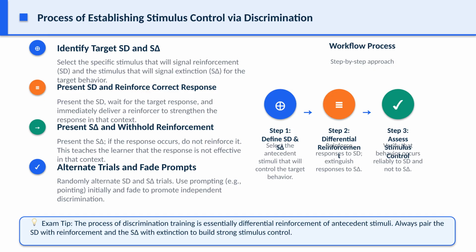On the exam, expect questions about how differential reinforcement across these two stimulus conditions builds discrimination, and why prompt fading is essential to avoid prompt dependency. Master this sequence to explain how learners come to respond appropriately in one context but not another.